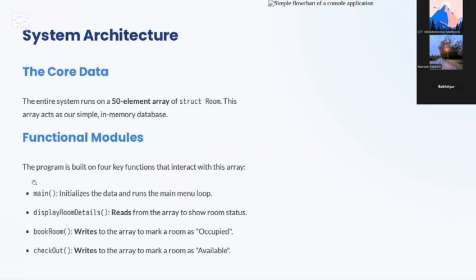Its functional modules: the entire program revolves around four key functions that interact with this array. Firstly, the main function initializes the data and controls the menu system. The display room details function reads from the array and shows the status of each room. The book room function writes to the array to mark a room as occupied, and the checkout function writes to the array to mark a room as available.